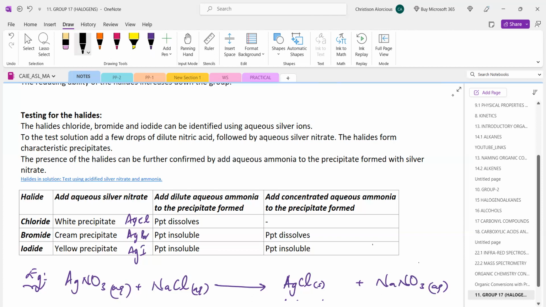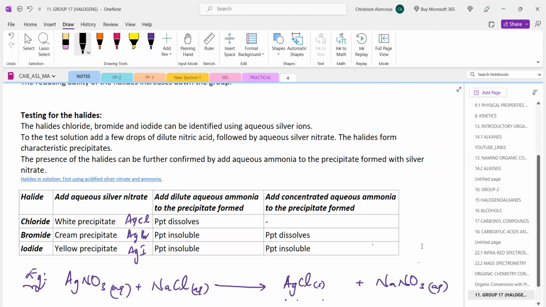Because the white precipitate, silver chloride, completely dissolves in dilute aqueous ammonia, giving you a colorless solution, while the bromide and the iodide precipitates are insoluble. In that case, if the precipitate is insoluble in dilute aqueous ammonia, you add concentrated aqueous ammonia, in which case the bromide would dissolve, but the iodide remains practically insoluble.